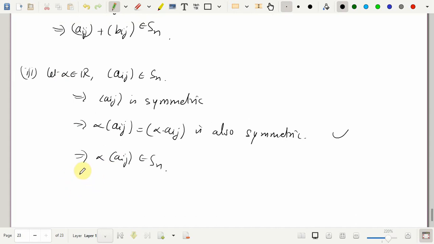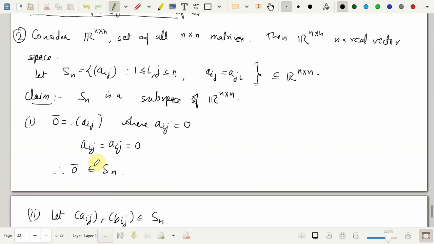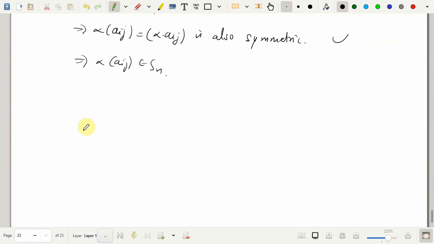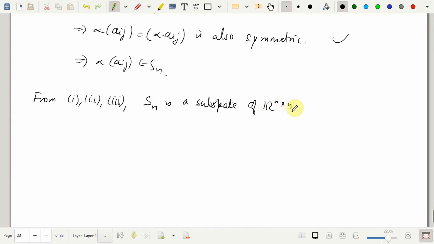So using these three properties, one can say that the collection Sn, which is taken as a subset of Rn cross n, is a subspace of Rn cross n. So from 1, 2 and 3 I can say that Sn is a subspace of Rn cross n. Okay.